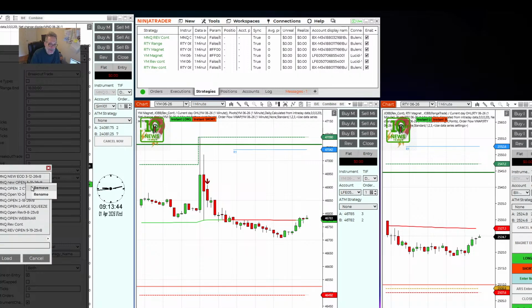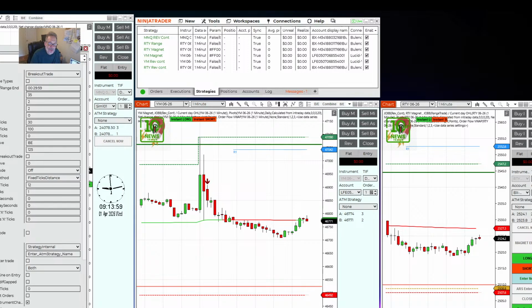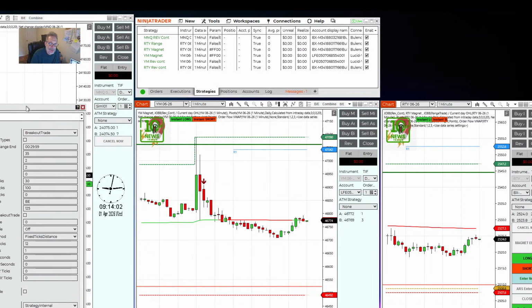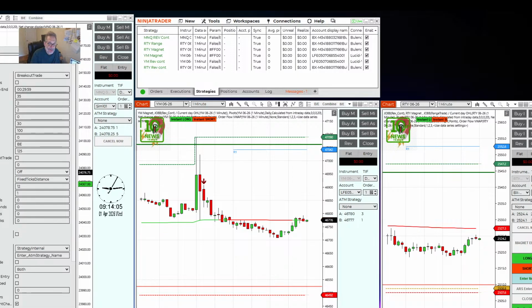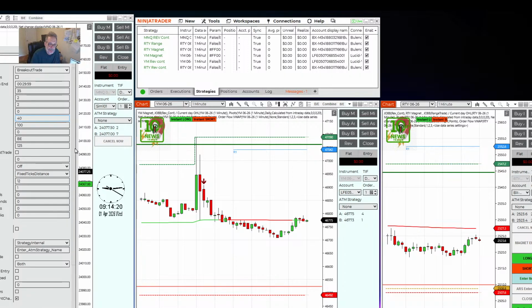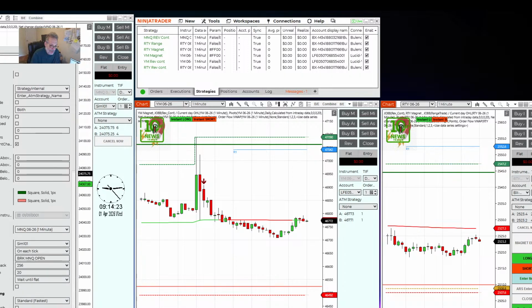MNQ new open. Right click it, rename it today's date, 4/1. Load it, saves it. Our trigger time is 9:29:59, but at the moment it's going to be 0. Bracket of 35. Target 1 is 40. Target 2 is 100. Stop is 125. And if it hits my first target, I will move to break even. BE target 1 stop move. Trade is labeled BRK MNQ Iran's open.